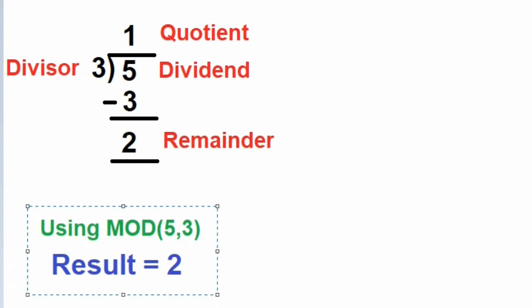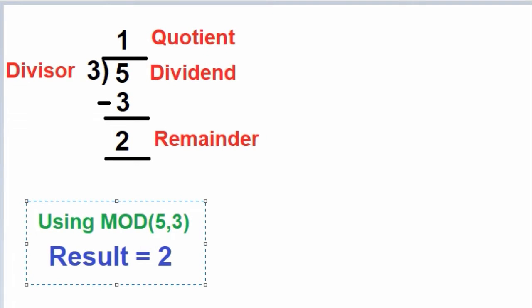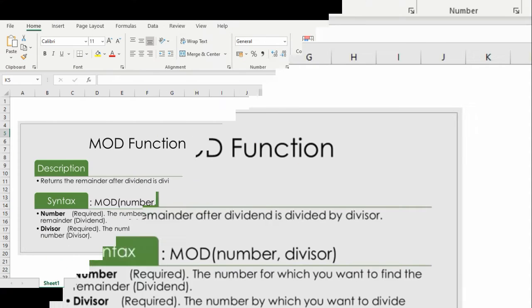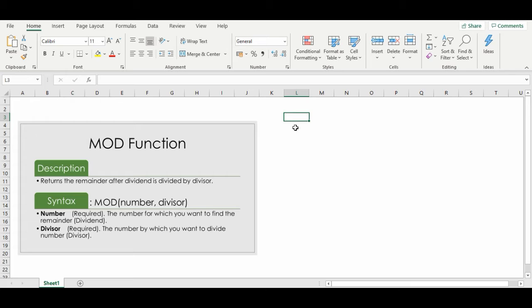If you see the expression written in green font, you will understand how MOD is used in Excel. Type MOD, pass 5 and 3 as the arguments. 5 stands for the dividend, 3 is for the divisor. And when you execute that in Excel, the result is the number 2. So now coming back, let us understand how this will work in Excel.